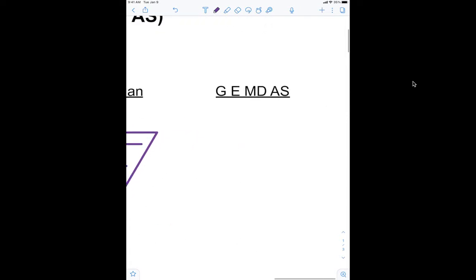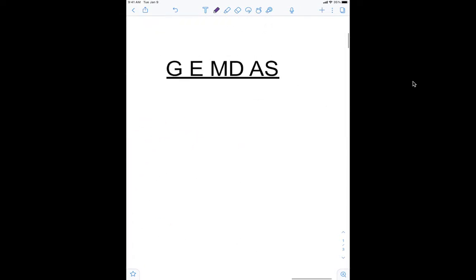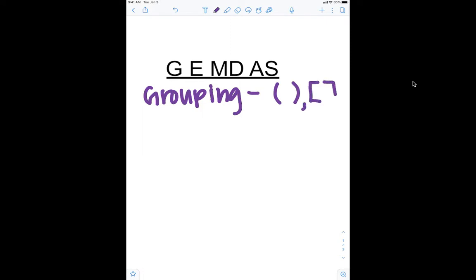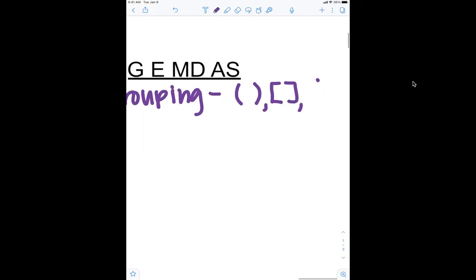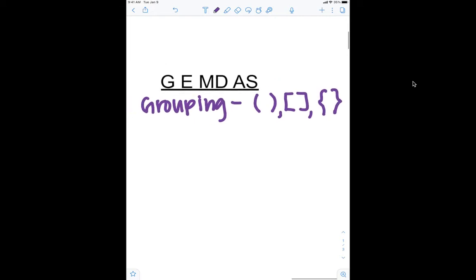Okay, and then lastly, GMDOS. Remember, this stands for grouping. Those are parentheses, which we've seen. They could be brackets, or little braces. You could have a lot of different things. We've got exponents, which we kind of touched on yesterday. That's that itty bitty baby number up on top. That's the exponent, this little guy up here.